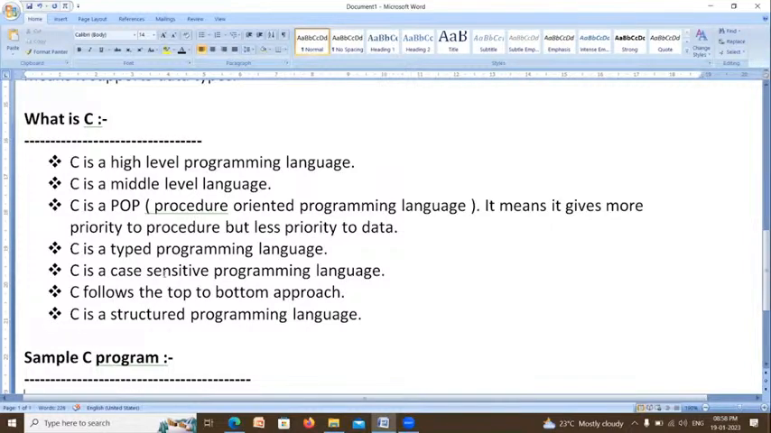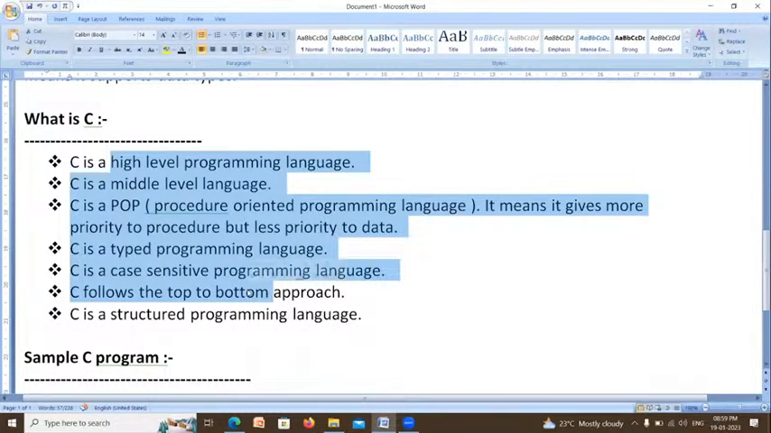Sir, can you explain the last second point? Top down approach. Yes, sir. Whenever you write the program, it will be executed from top to bottom. First line will be executed first, then second line, then third line, then fourth line, then fifth line. So it follows the top to bottom approach.